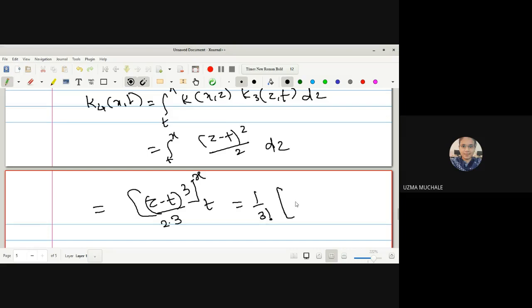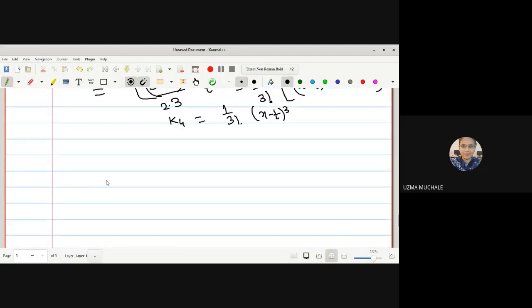Now I have to put up the limits. Limits of z we have to put. So it will be x minus t cube minus t minus t cube. So we can get the formula for K4 as 1 upon 3 factorial into x minus t cube. Okay. Now I can write the general formula for this as Km of xt is equal to x minus t raised to, for 4 we are having the power 3, so I can write this as m minus 1, divided by m minus 1 factorial.